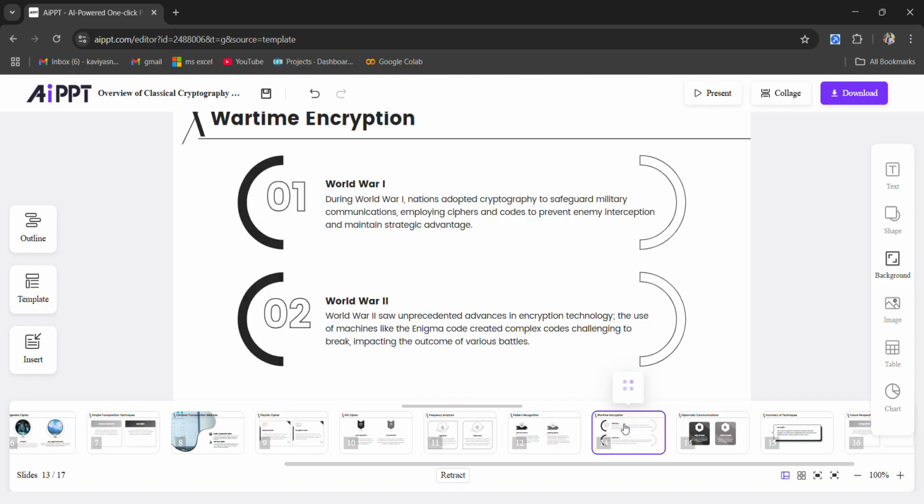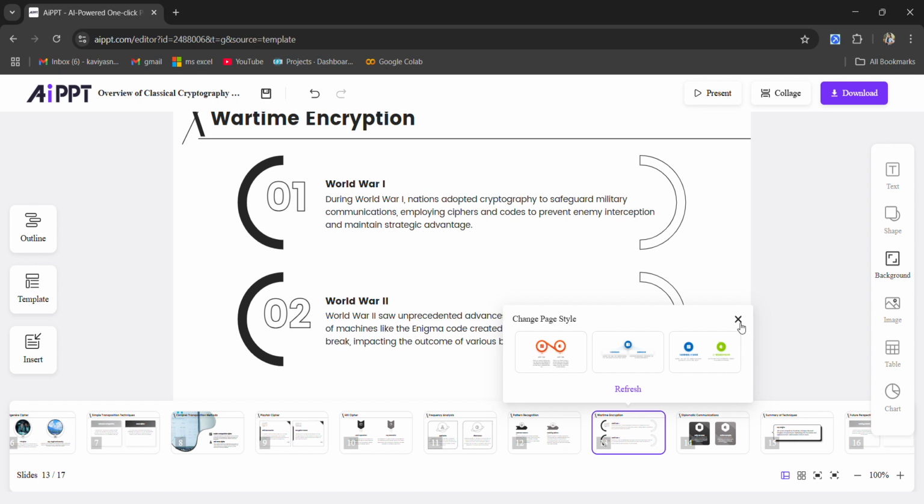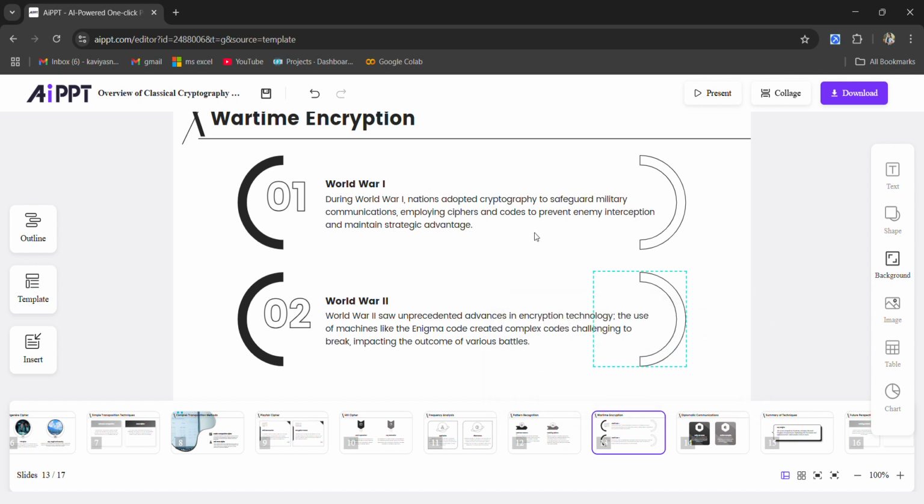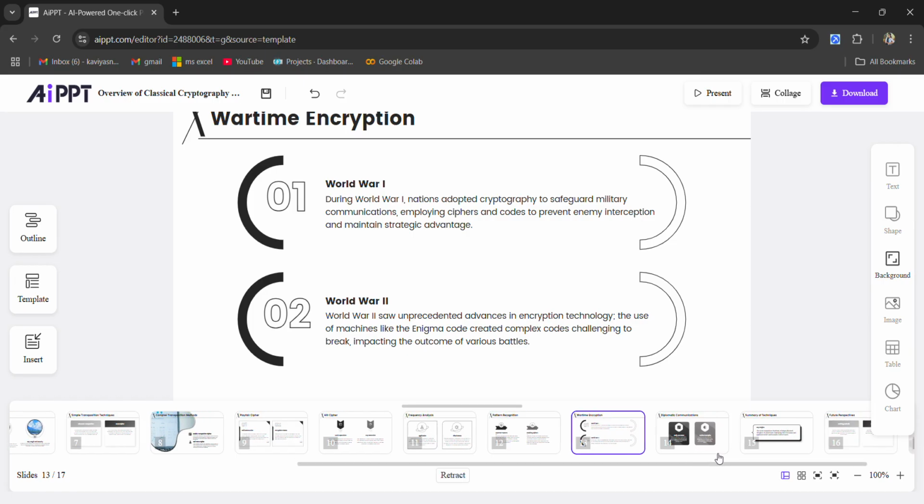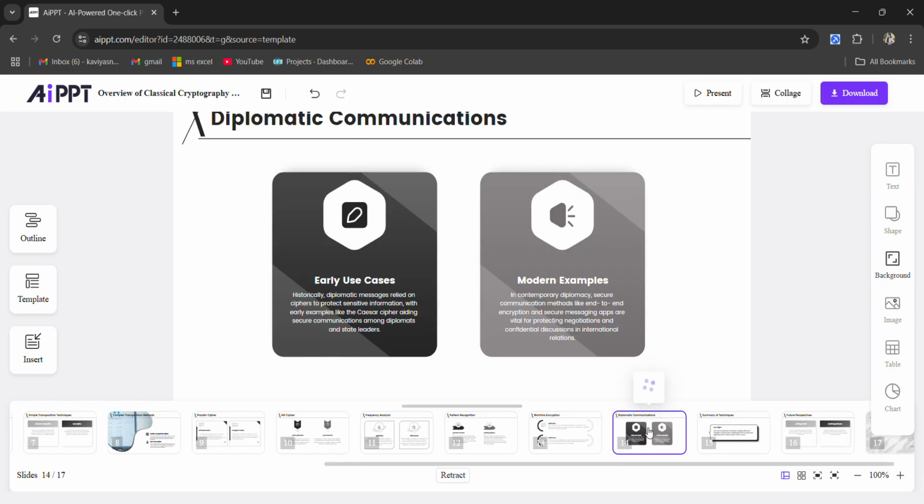World War I. During World War I, nations adopted cryptography to safeguard military communications, employing ciphers and codes to prevent enemy interception and maintain strategic advantage. Early use in diplomacy. Historically, diplomatic messages relied on ciphers to protect sensitive information, with early methods like the Caesar cipher aiding secure communication among diplomats and state leaders.